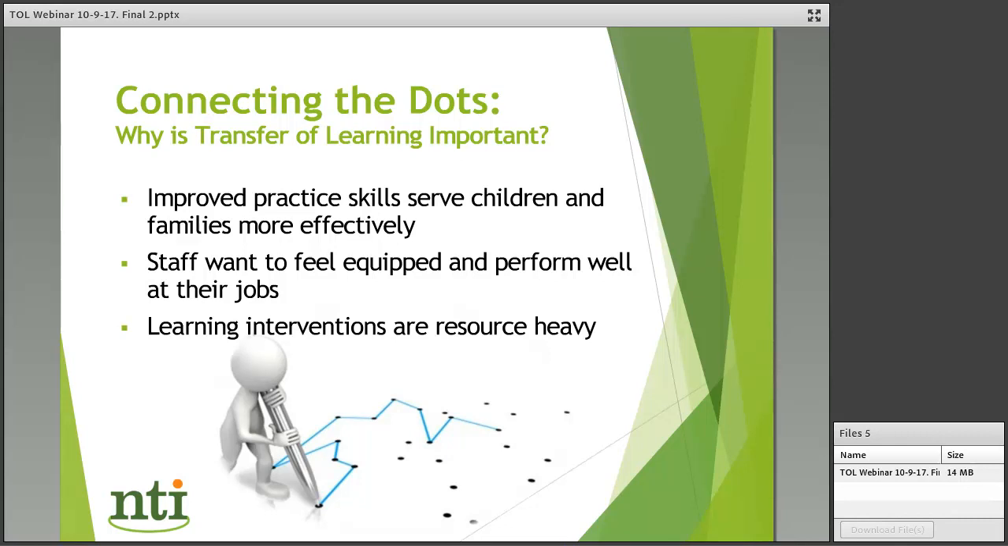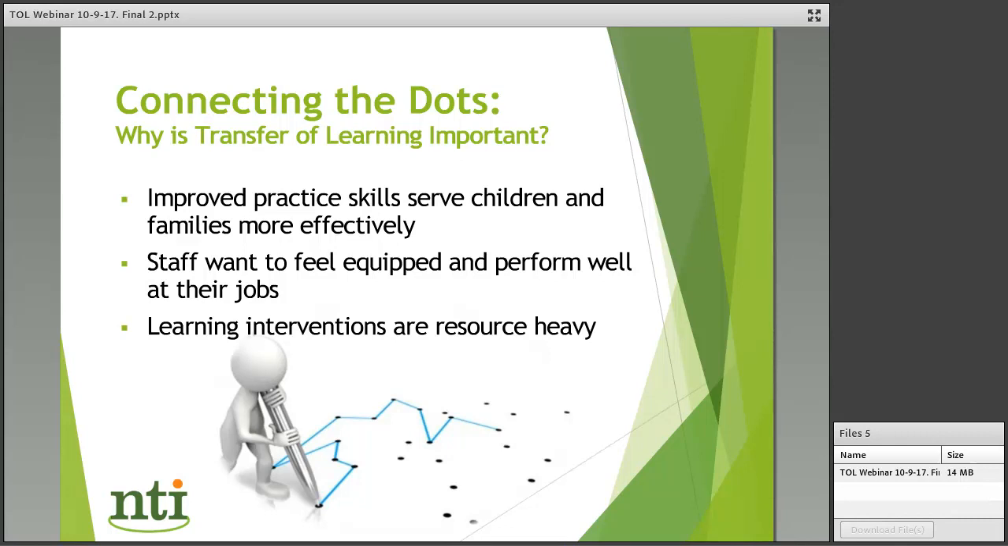Another reason why transfer of learning is important is that staff really want to feel equipped to perform their jobs well. If you're in a job where you don't feel like you have the tools and resources to actually complete the job that you're doing, your satisfaction is really going to be pretty low in that role. And then last, learning interventions are resource heavy.